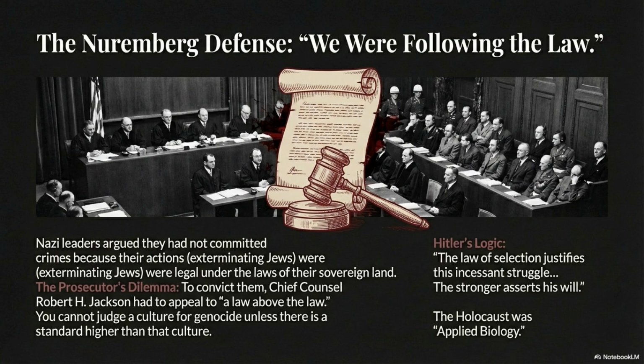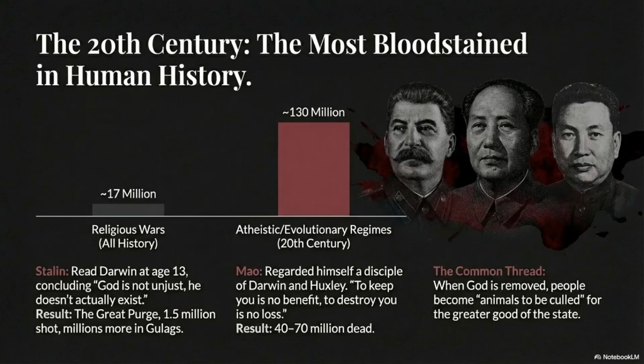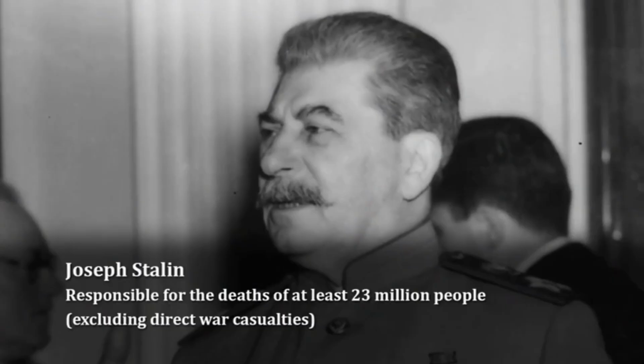And the source shares an anecdote about Stalin that I found really interesting. Apparently, as a 13-year-old seminary student, he read Darwin. And that was the turning point for him. According to the text, yes. He reportedly told his friends, God's not unjust, he doesn't actually exist. The authors argued that this removal of the divine, and specifically the removal of a final judgment, paved the way for him to eliminate his political enemies without any guilt. If there's no judge, the only crime is getting caught.